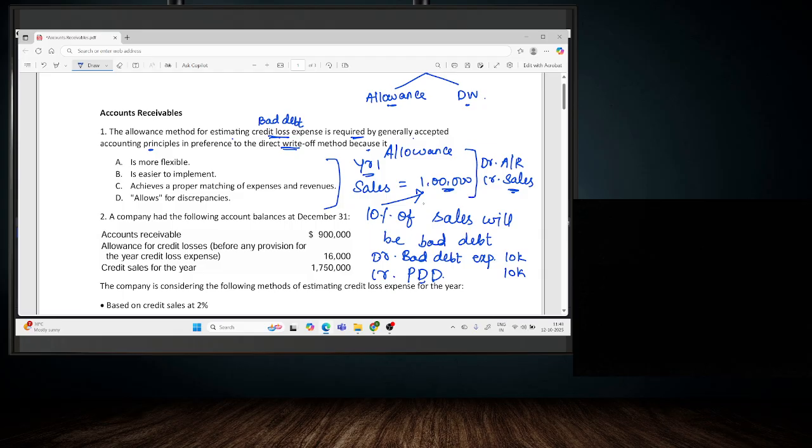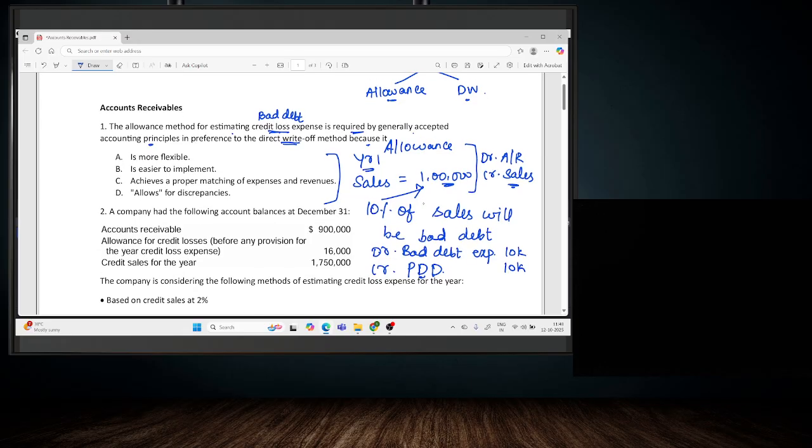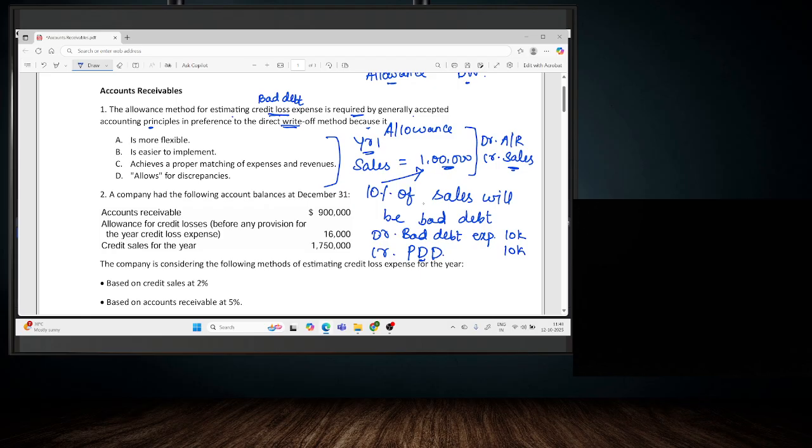This provision for doubtful debts is a contra asset account, which means it will be subtracted from the receivables balance in the balance sheet. So you will credit provision for doubtful debts and debit bad debt expense under the allowance method. Now what is happening? Revenue is recognized in the first year, and expense is also recognized in the first year. So revenue and expenses are matching, right?